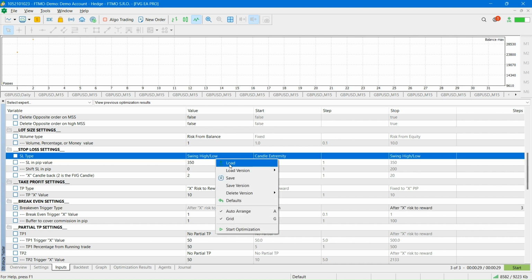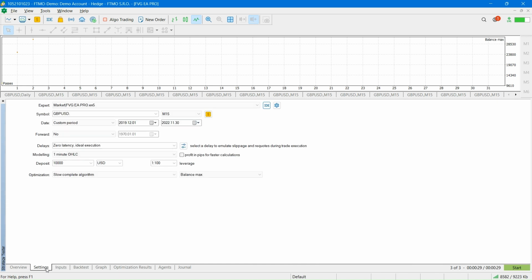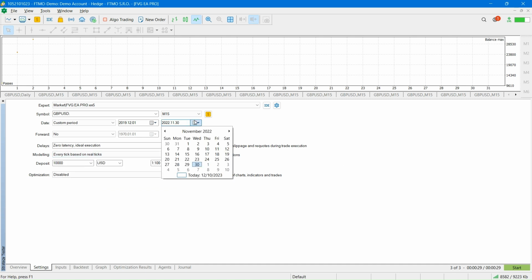And really, let me load the latest version we had, and let me just run it simply on every tick based on real tick on all my data.